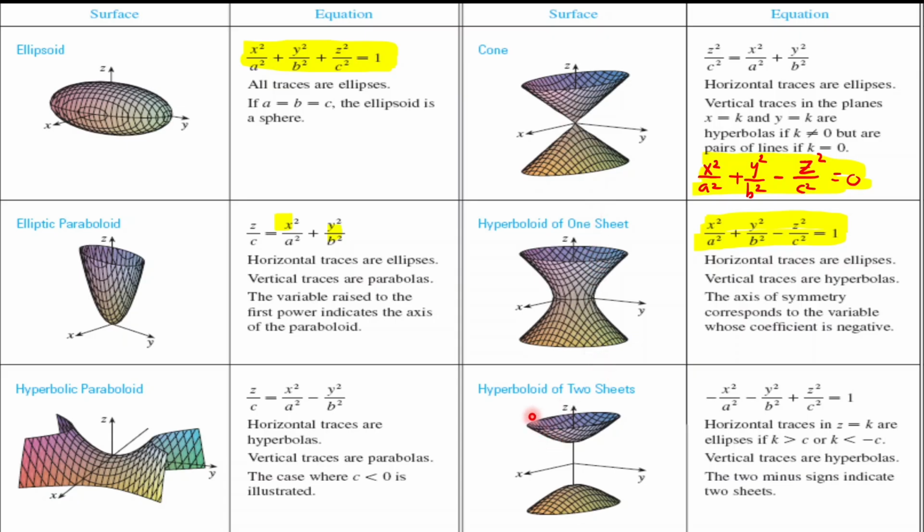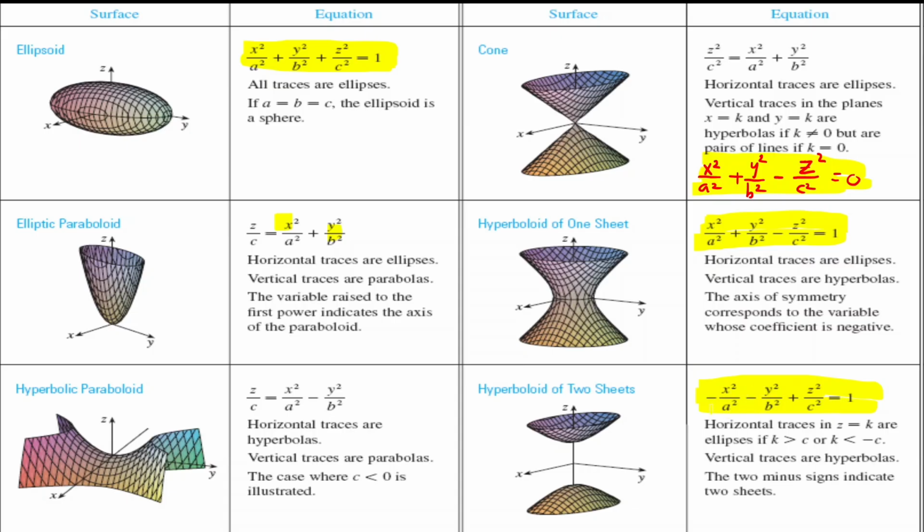Now, surface number 4 is the hyperboloid of two sheets. Look at the equation and try to compare it with what we have before. So this is the equation. Just try to compare. It has all squares: x, y, z, all of them squares.